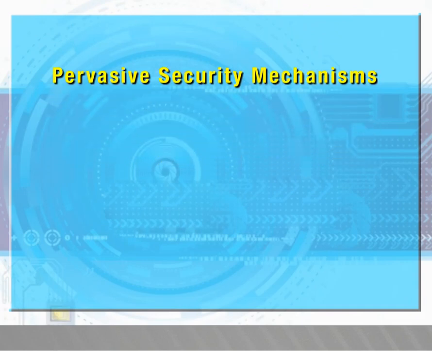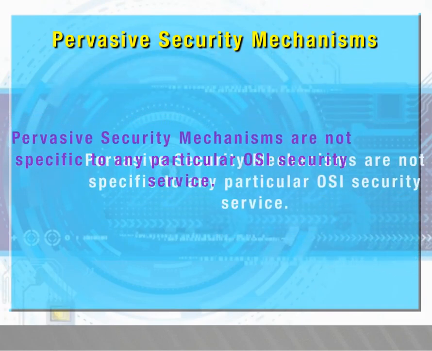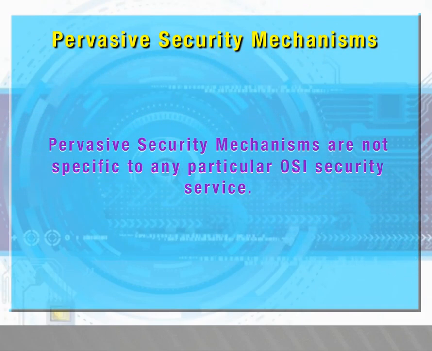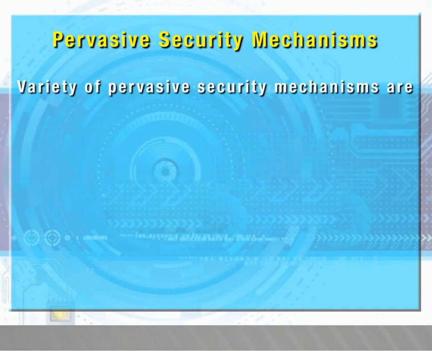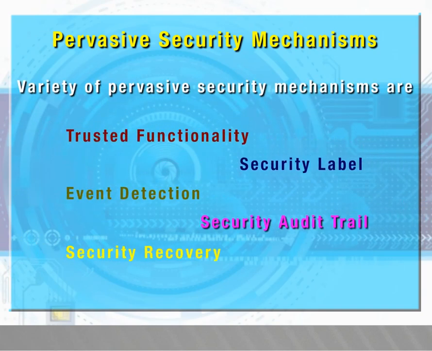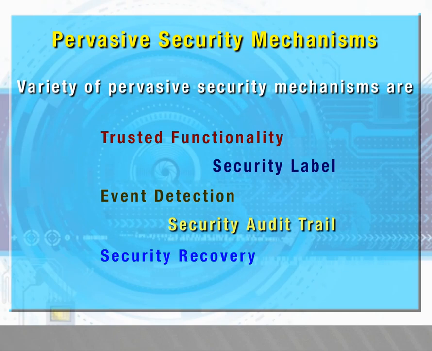Pervasive security mechanisms. Pervasive security mechanisms are not specific to any particular OSI security service. A variety of pervasive security mechanisms are: trusted functionality, security label, event detection, security audit trail, security recovery.